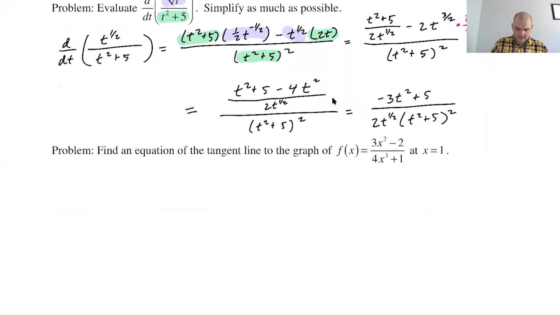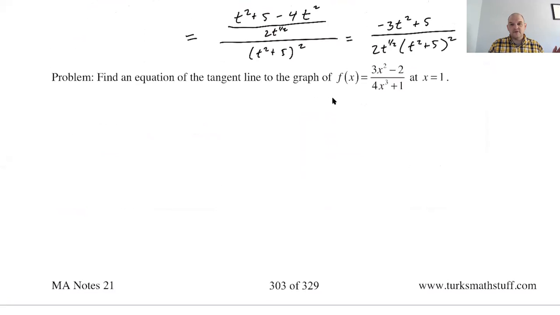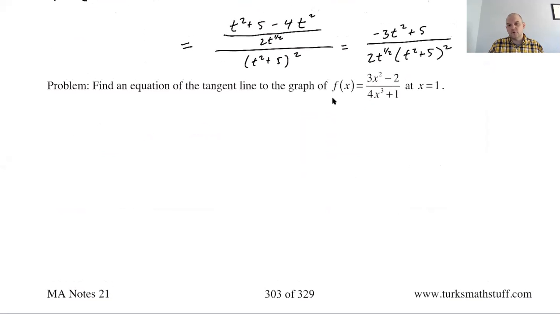Okay, so good. We're pretty successful so far, right? Find an equation of the line tangent to the graph of f of x equals 3x squared minus 2 over 4x cubed plus 1. That's a quotient. Going to use the quotient rule at x equals 1.